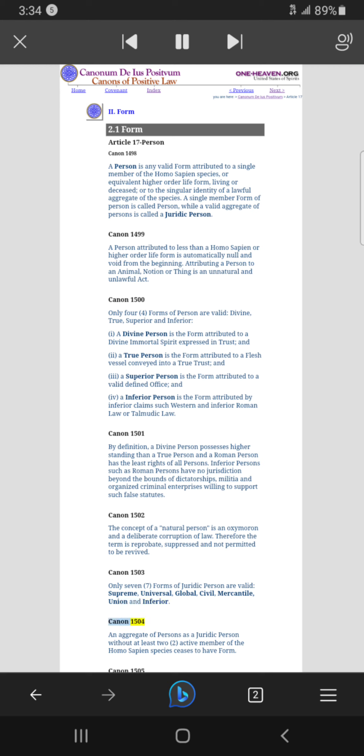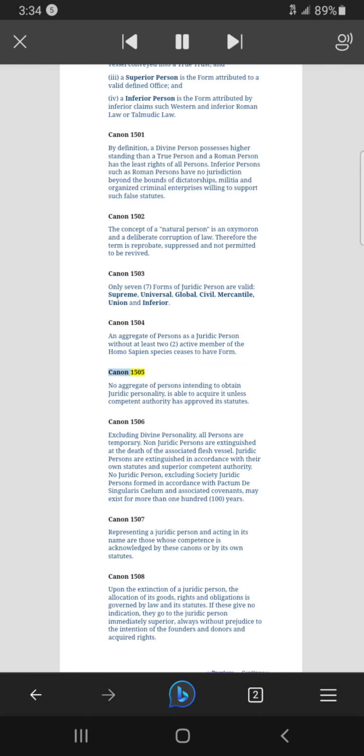Canon 1504. An aggregate of persons as a juridic person without at least two active members of the Homo sapiens species ceases to have form. Canon 1505. No aggregate of persons intending to obtain juridic personality is able to acquire it unless competent authority has approved its statutes. Canon 1506.